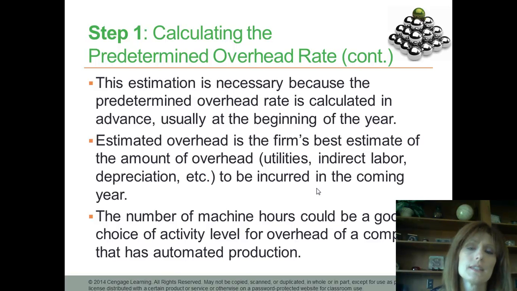So when we do this estimation, again, we don't know exactly what's going to happen. We're going to take the data we have from previous years if possible and estimate the amount of overhead we think. So utilities, indirect labor, depreciation, whatever it is, I'm going to try to calculate based on history and based on what I think is happening this year, if gas prices are going up or if I expect some efficiencies. I'm going to come up with a number.